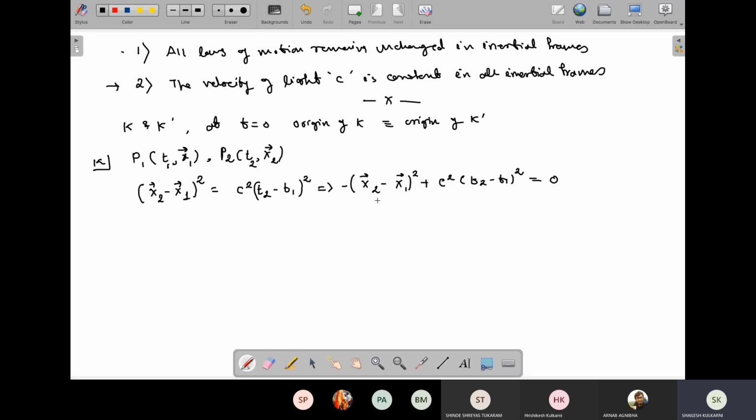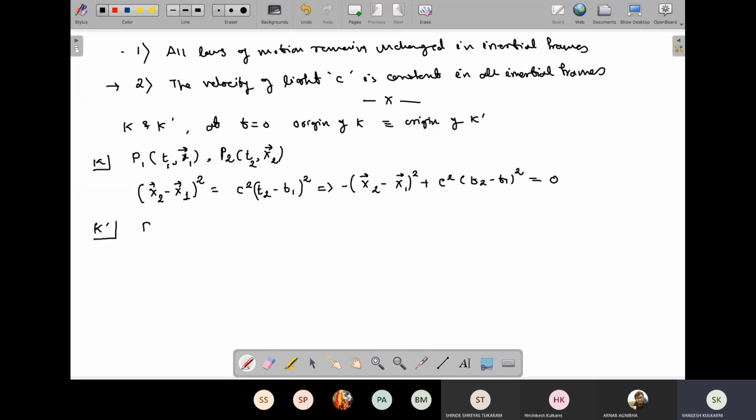This is the equation of a spherical wavefront. This is the distance traveled, and this is the radius of the spherical wavefront. So this must be equal to this. Now I will keep the two events the same, P1 and P2, but label them differently. Let us see in the K prime frame.